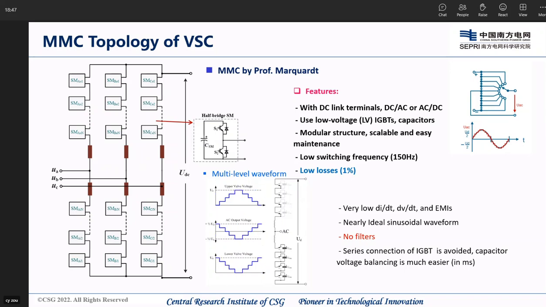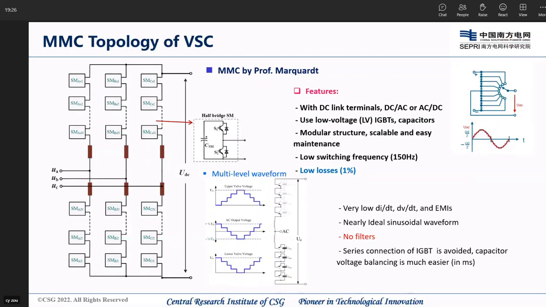Then, Professor Marquardt proposed the MMC topology. It uses a lot of submodules connected in series, avoiding series connection of IGBTs. There is a huge capacitor in every submodule, so the submodules don't need to turn on or off at the same time. Then we can get the multi-level characteristic. For each submodule, the switching frequency is limited to 200 Hz, but the equivalent switching frequency at the AC terminal can be tens of kilohertz.